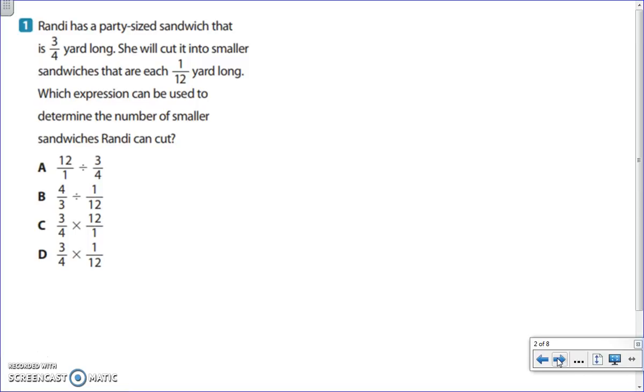Number 1 says that Randy has a party-sized sandwich that is 3/4 yards long. She will cut it into smaller sandwiches that are each 1/12 of a yard long. Which expression can be used to determine the number of smaller sandwiches Randy can cut?